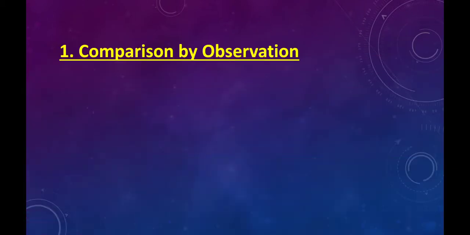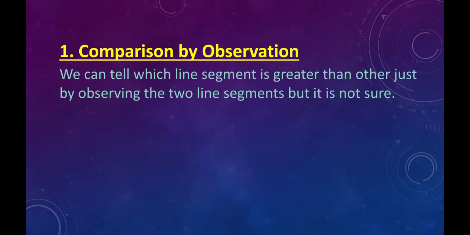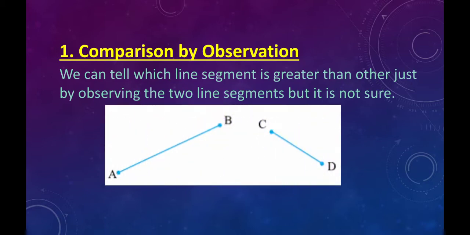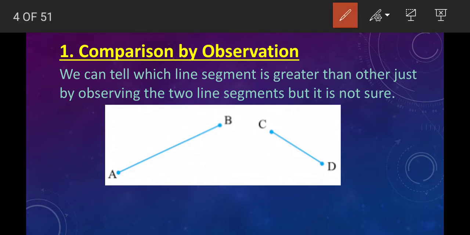The first method is comparison by observation. First, we'll discuss the comparison of two line segments by observation. We can tell which line segment is greater than the other just by observing the two line segments, but it is not sure. Look here. There are two line segments: the first one is line segment AB and the second one is line segment CD. We can say that AB is greater than CD. Obviously, by just looking at these two line segments, we can say that the first one, AB, is greater than CD.